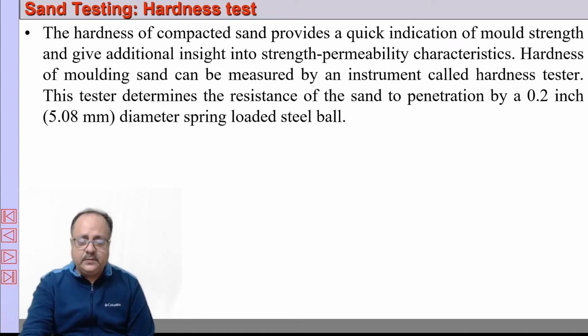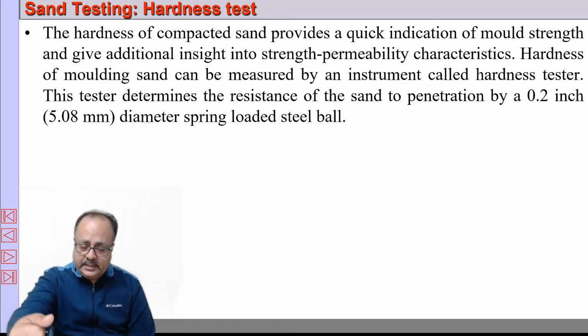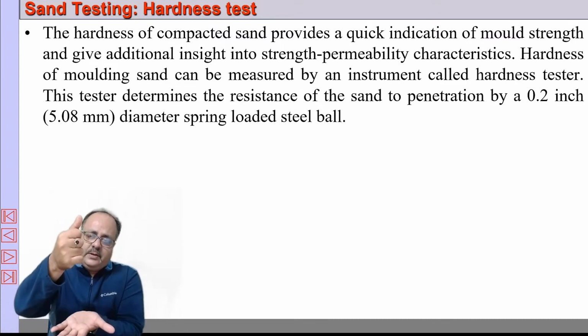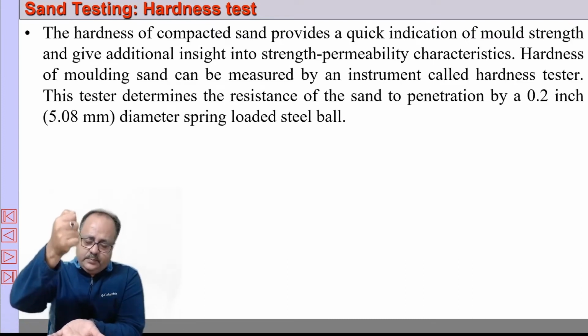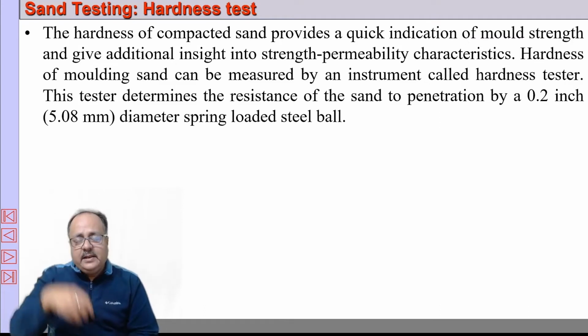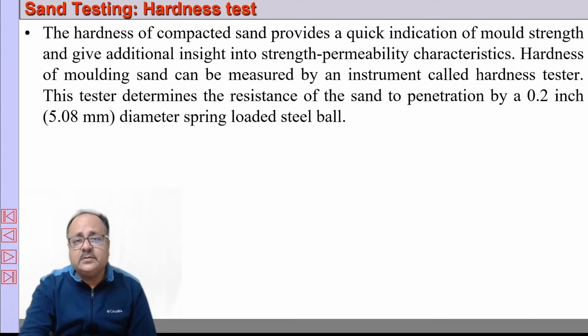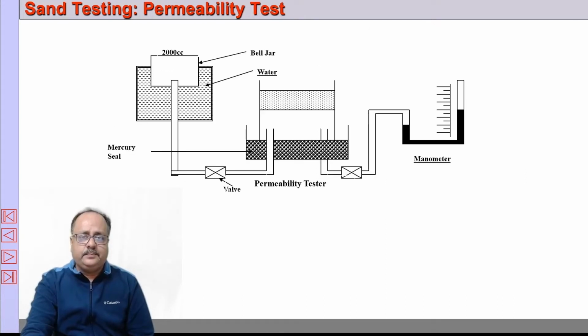I don't have a picture of it, but on the internet, if you search for a sand hardness tester, you'll find the simple equipment. You take it in front of the sand and push the button. This ball will move down and create an indent and you measure the dimension of the indent, and using a formula, you can find out the hardness number.